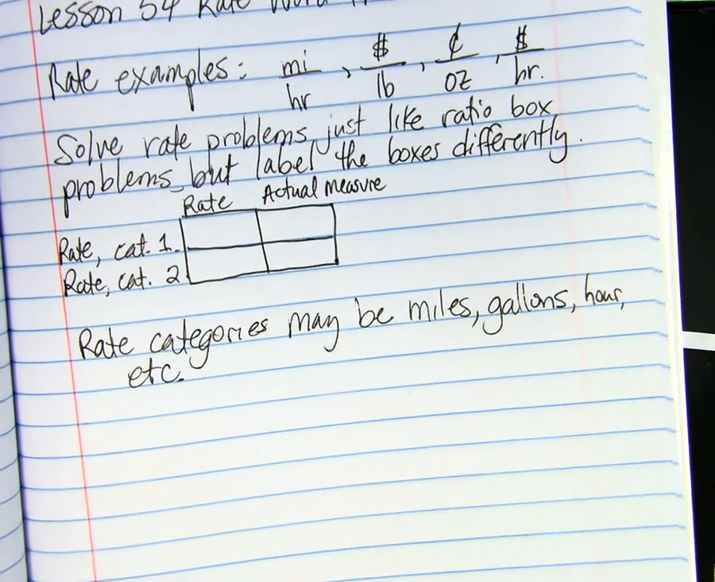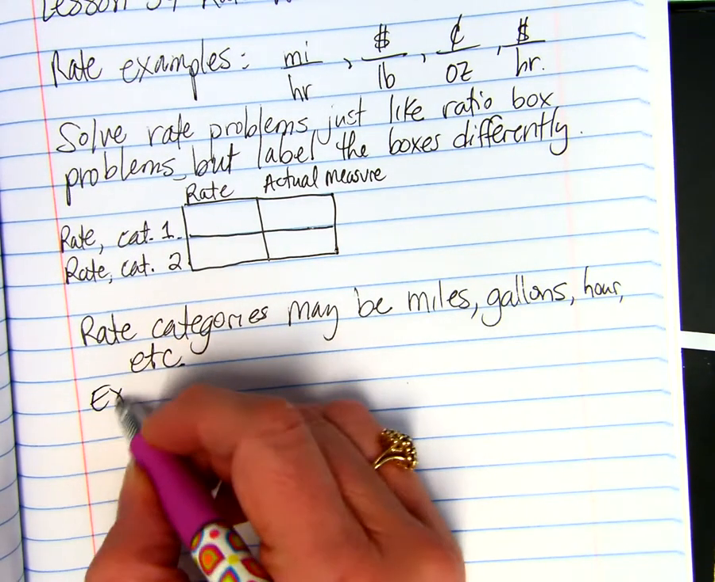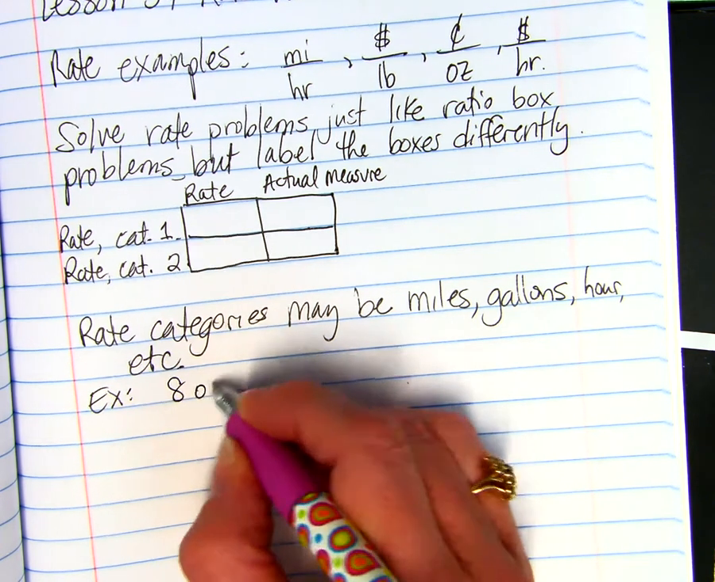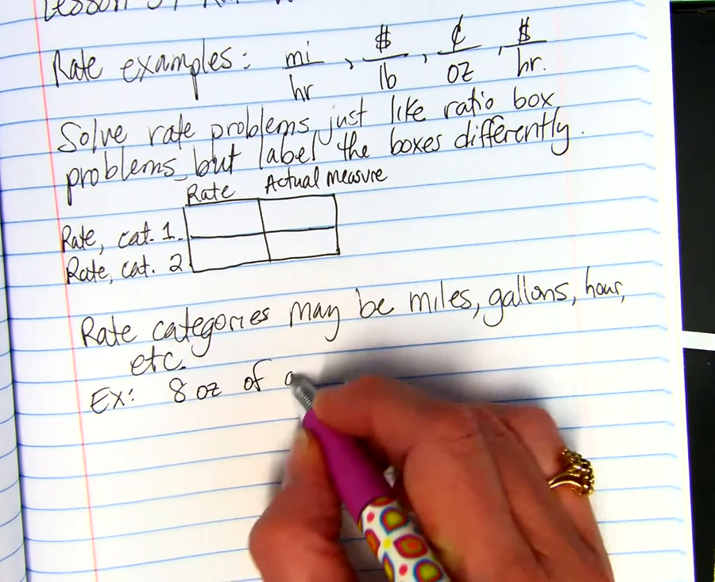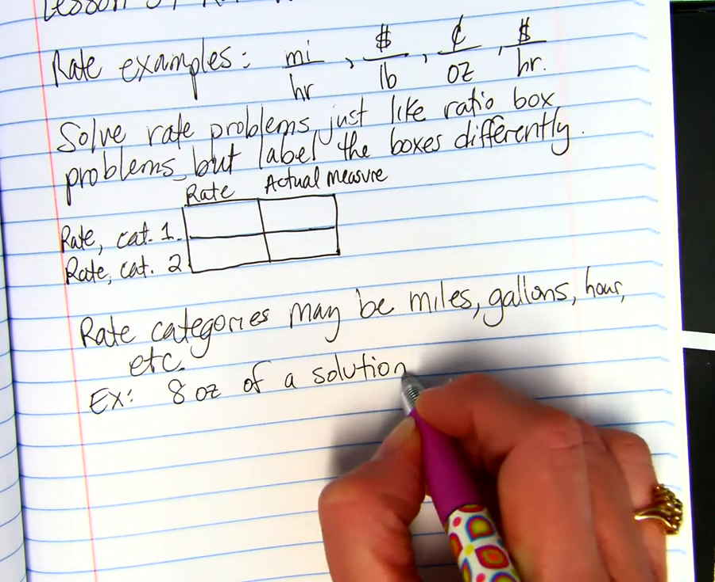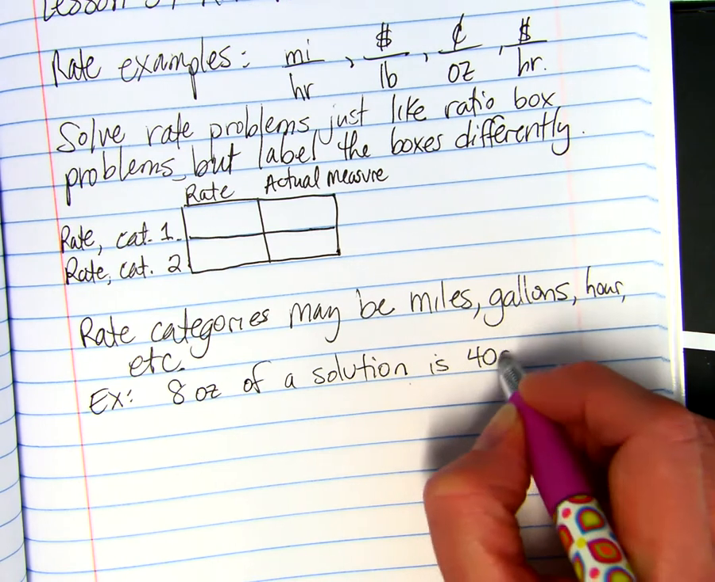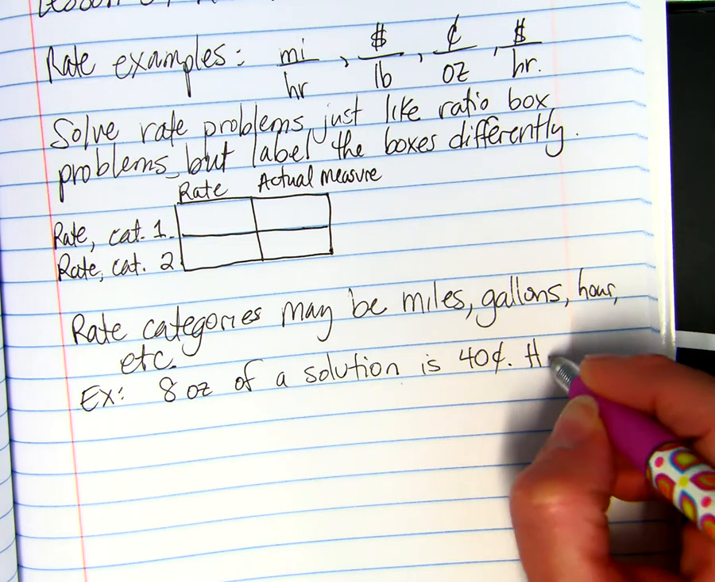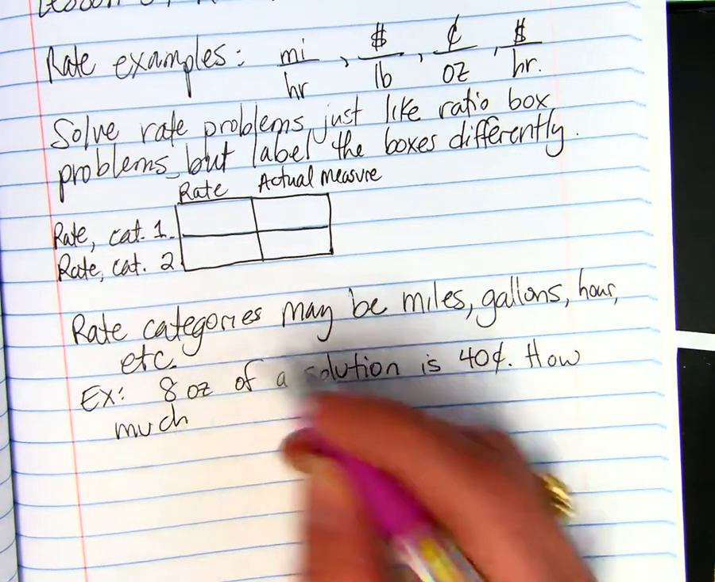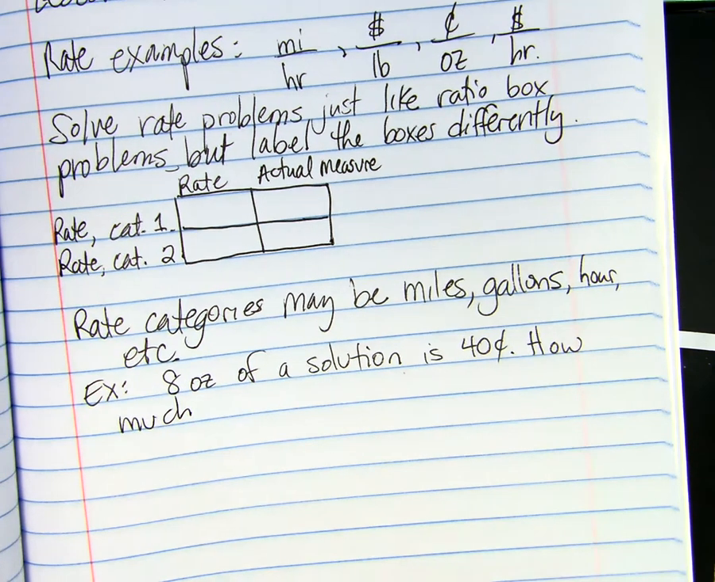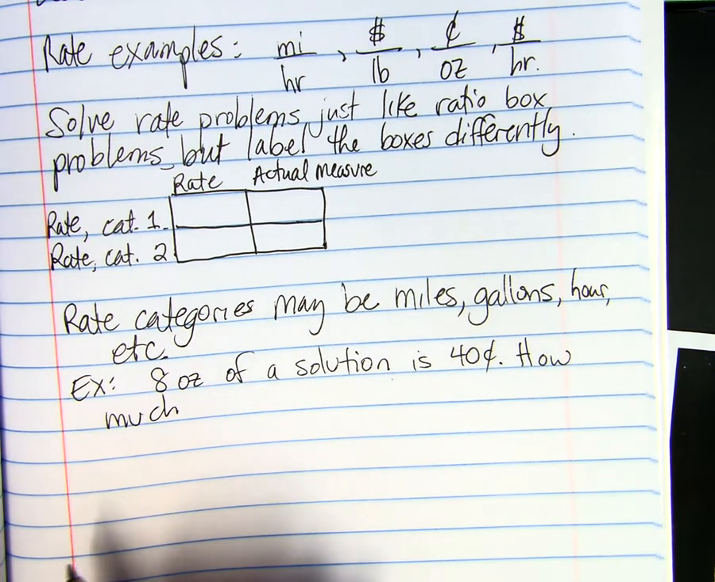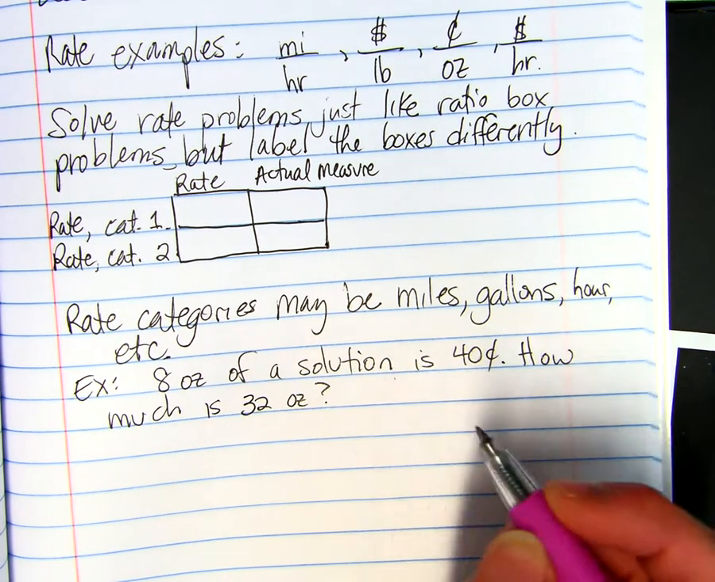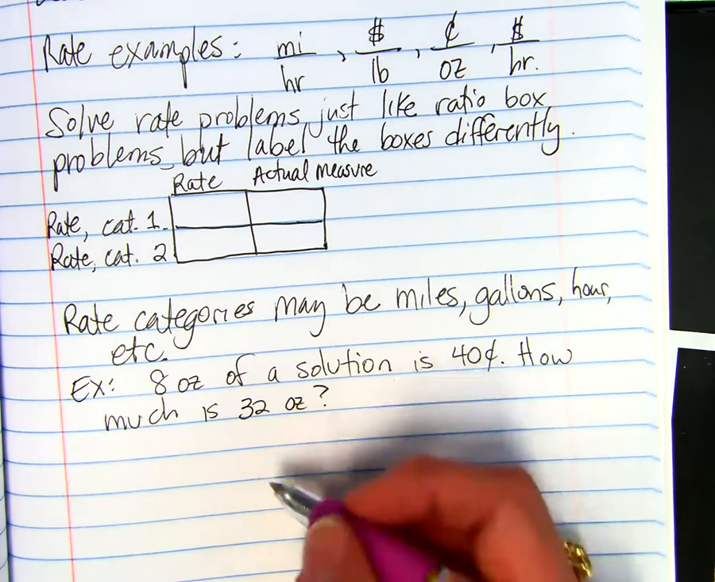Okay, so we're going to do an example of a rate word problem. We have 8 ounces of a solution, and it's 40 cents for that 8 ounces. How much is 32 ounces? Now, again, this is one that you could probably figure out super easy on your own, but we're going to show you how to set up the box, because I want you to be setting up boxes to help you get in the practice.